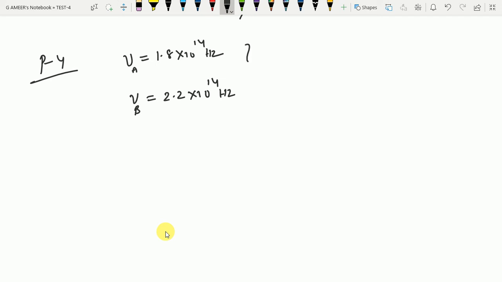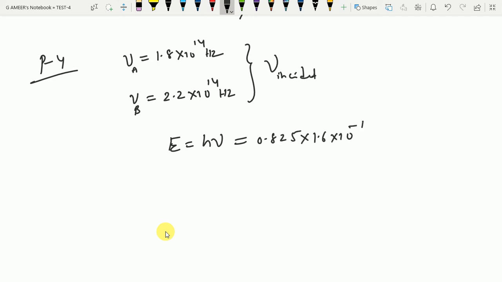So the incident frequency must be greater than this, then only there is an emission of photoelectrons. So according to the problem, the energy incident is equal to h nu. So that is 0.825 electron volts. Let us convert into joules. 1 electron volt is 1.6 into 10 power minus 19 joules.